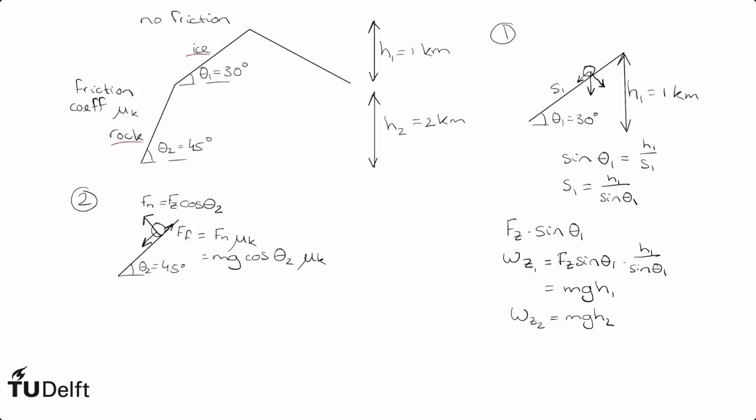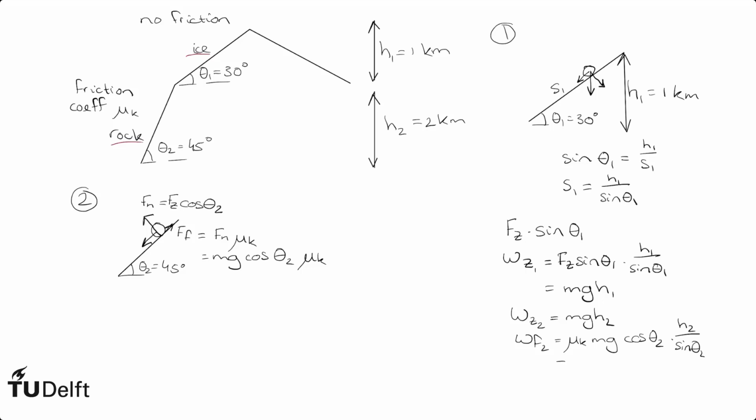So the work done by friction on this part equals the friction force, mu_k m g cos theta 2, times the displacement, and the displacement I can calculate in exactly the same way as for the first part. It is the height divided by the sine of the angle. So it's h2 divided by the sine of theta 2. Right? It goes in exactly the same way as for s1.